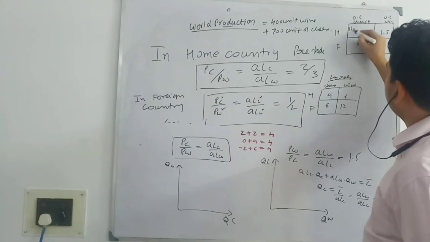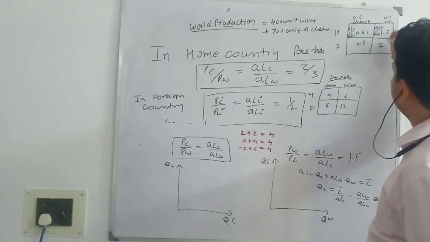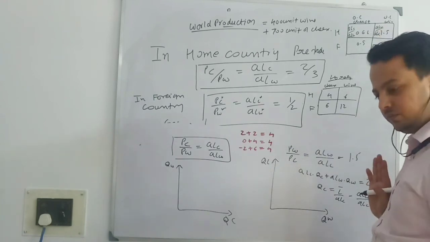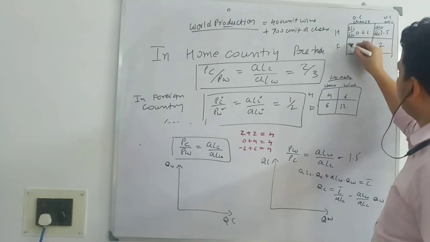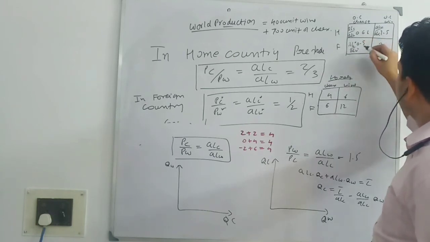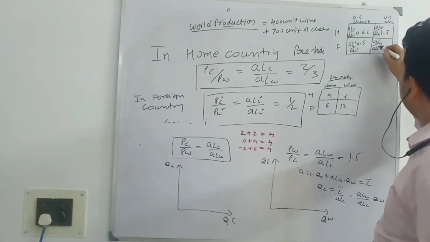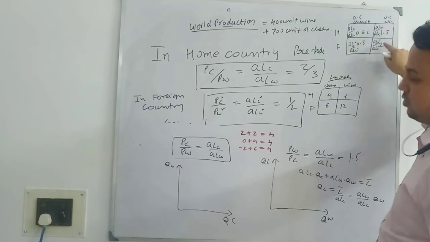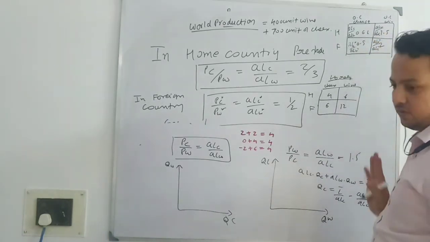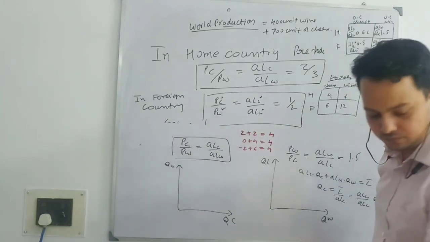This is aLC by aLW. This is aLW by aLC. So I have taken now aLC, aLW by aLC. What is this? This is aLC star over aLW star. This is aLW star over aLC star. So now I will be analyzing using these two. Till now I have used this one. Now I will be using this one. Okay? Just wait.